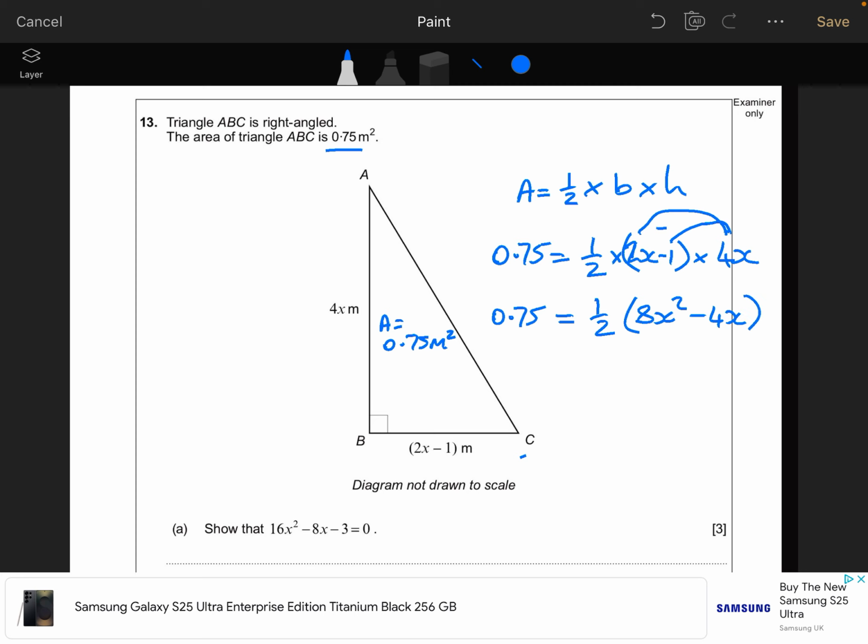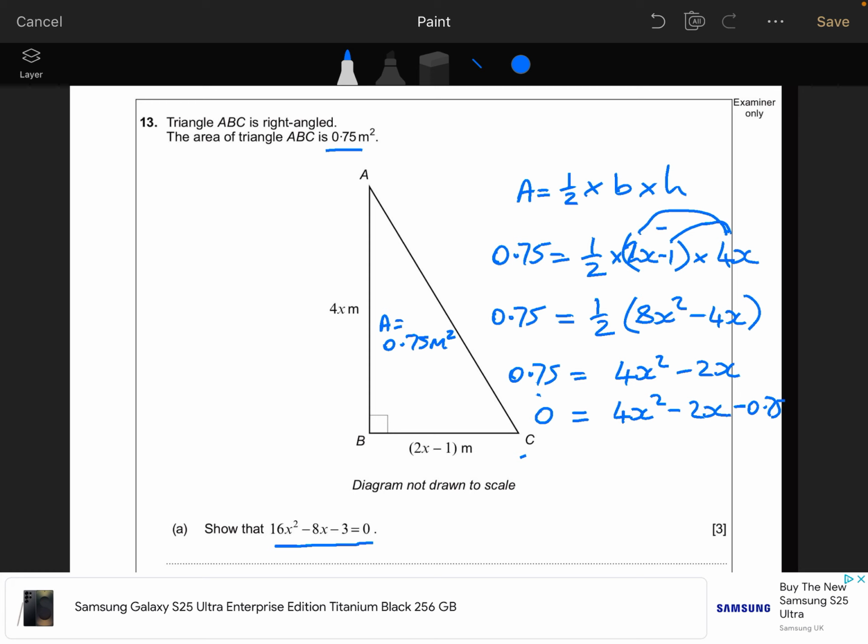So I want half of 8x squared minus 4x on the right. Half of 8x squared will be 4x squared, and half of minus 4x will give me minus 2x. So I've got 0.75 is equal to 4x squared minus 2x. And this equation is equal to 0. So if I get rid of the 0.75 on this side, I've got 0 by taking 0.75 away. 0 equals 4x squared minus 2x minus 0.75.